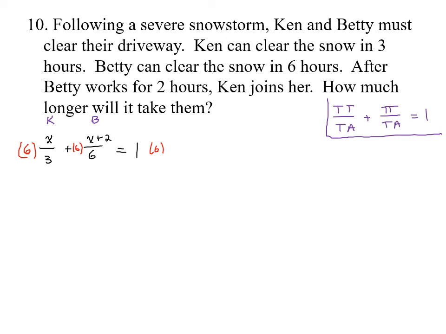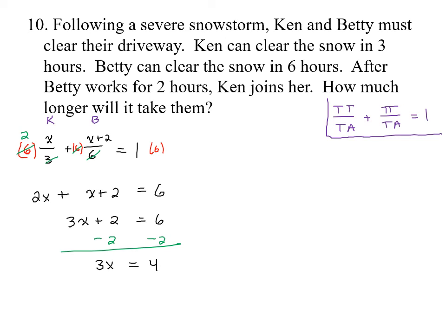That way, on the middle fraction, the 6 is canceled, but on the first one, 3 goes into 6 2 times. So I'm left with a 2x and an x plus 2 equals 6. Or that's 3x plus 2 equals 6. Then I could subtract the 2 from both sides to get that 3x equals 4.